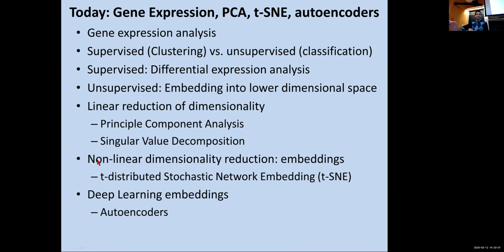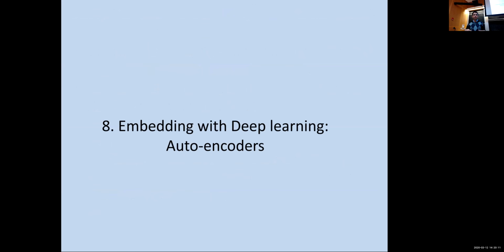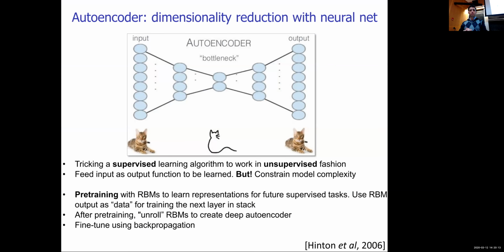So this has been basically looking at linear embeddings, looking at non-linear embeddings. Well, what does deep learning allow you to do? What deep learning allows you to do is actually create some of those non-linear embeddings using these convolutional networks. How? By tricking what is by nature a supervised algorithm into an unsupervised algorithm.